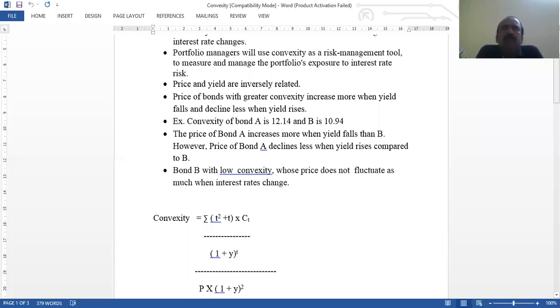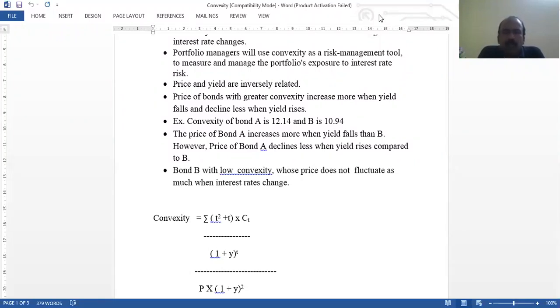So, as a bond portfolio manager, he has to keep higher convexity bonds in his portfolio rather than lower convexity bonds, because when the yield is declining, he will get more price. When the yield is rising, the impact will be less. The price decrease will be less.